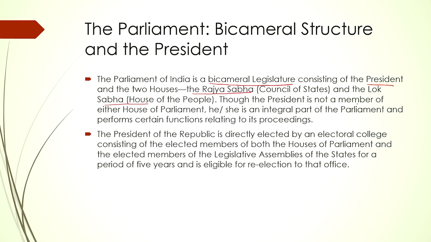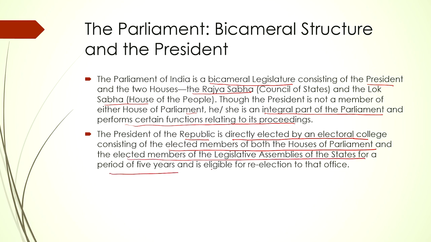Though the president is not a member of either house of the parliament, he or she is an integral part of the parliament and performs certain functions relating to its proceedings. The president of the republic is indirectly elected by the electoral college, consisting of the elected members of both the houses of parliament and the elected members of legislative assemblies of the states, for a period of 5 years, and is eligible for re-election to that office.